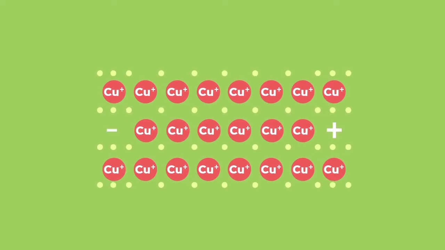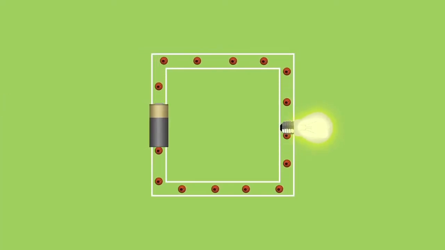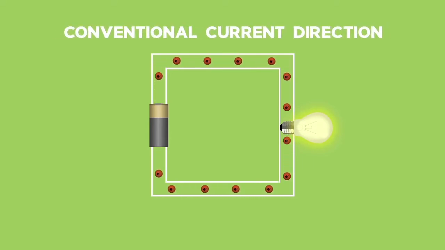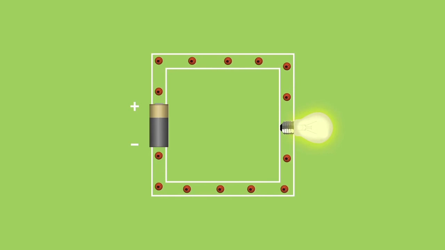A substance which can conduct electricity does so because it has charges that are able to move. An electric current is a flow of charge. This current direction is referred to as the conventional current direction and is the one most commonly used. Conventional current flows from the positive terminal to the negative terminal of a battery. Unfortunately, this was decided before we discovered electrons, which actually move the other way.